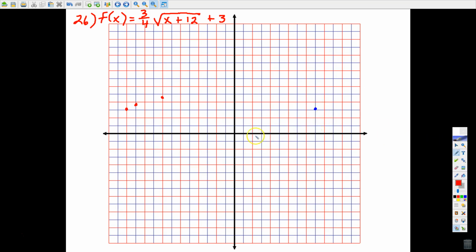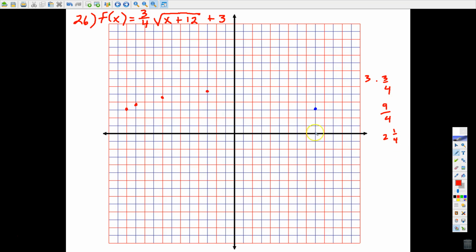And then finally, I'm here at 9, 3. But when I multiply 3 times 3/4, I get 9/4, which is another way of saying 2 1/4. Okay, so instead of being up here at 3, remember this is compression, I'm going to go down to 2 1/4. Then, so here I am at 2 1/4, and now I'll do the left 12 and up 3.